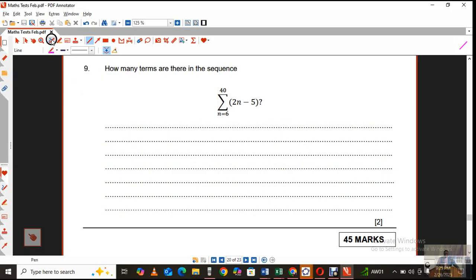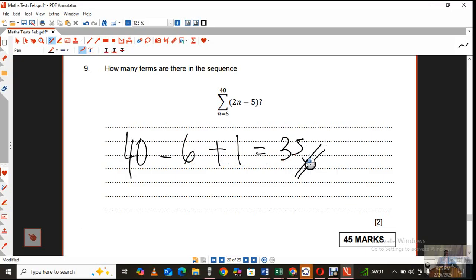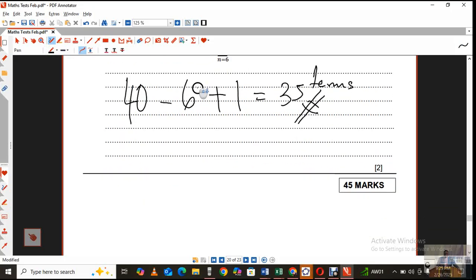How many terms would you be doing there? You find it simply by saying 40 minus 6 plus 1, which is included as you are counting, and the answer is 35 terms. That's it. Your work there is fine. So remember that plus 1 because of the inclusivity of counting that 40th in there. And that is all. Right.